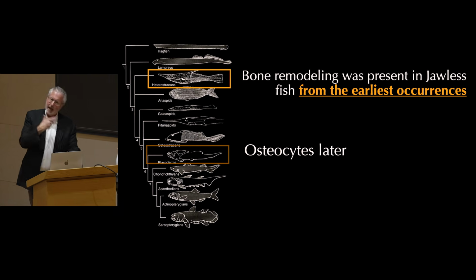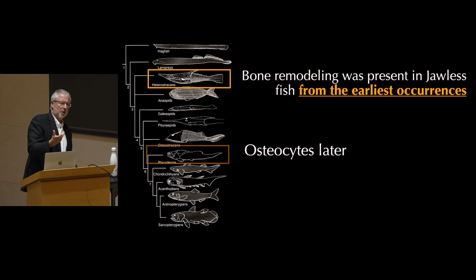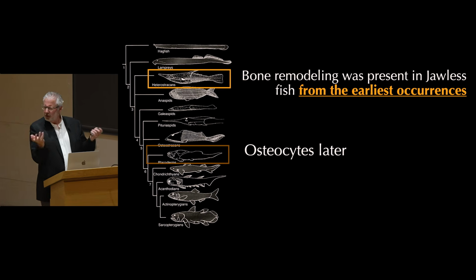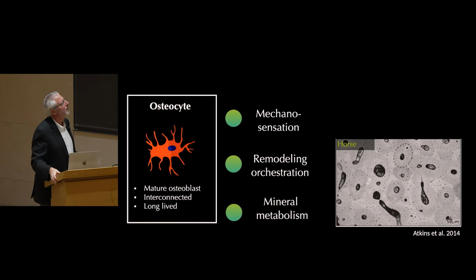Like, what's happening in bone, this earliest bone that's remodeling, but it's doing it without osteocytes, without the major bone-maintaining cells. And here's a horse, and here's a section. See, there's the dots, right? Those are the lacunae that the osteocytes fit in.